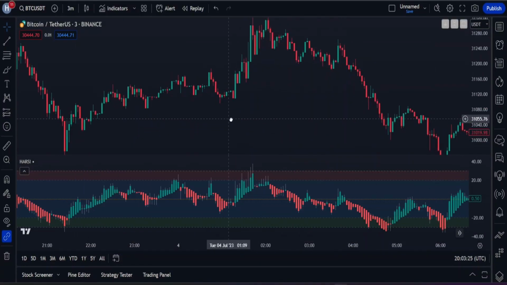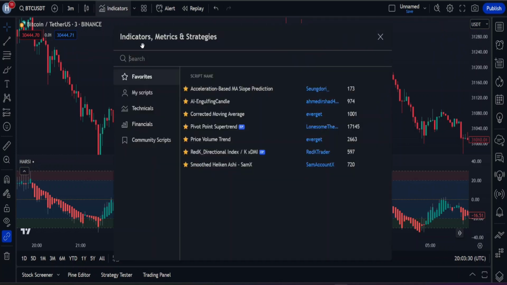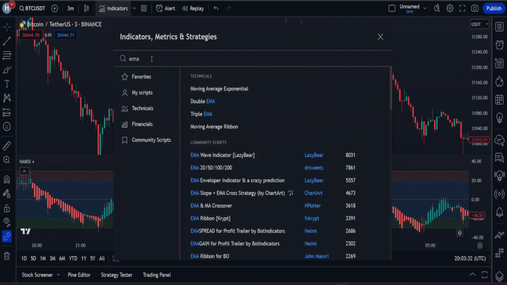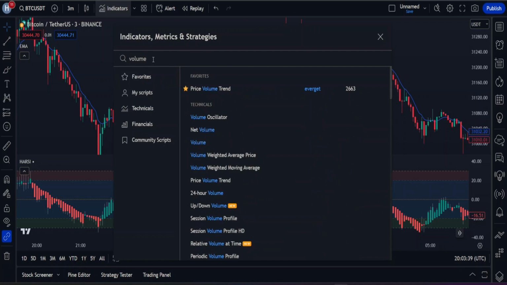Now that we know how to use this indicator, let's add a few extra indicators to the chart. The first indicator we will be adding to the chart is the EMA. Add this indicator to the chart. The next indicator we will be adding is the volume indicator. So we will search for the volume indicator.